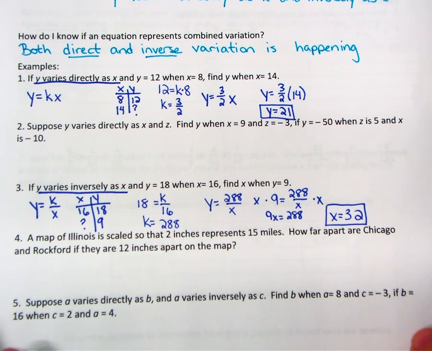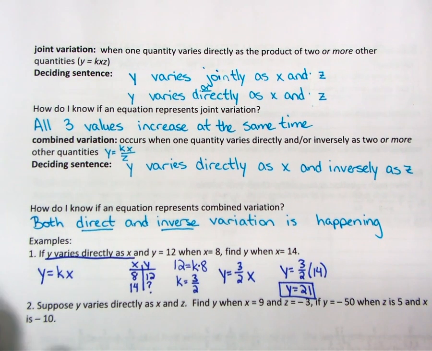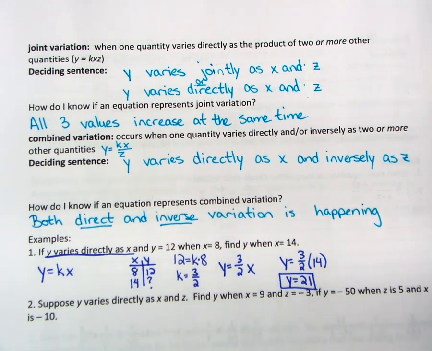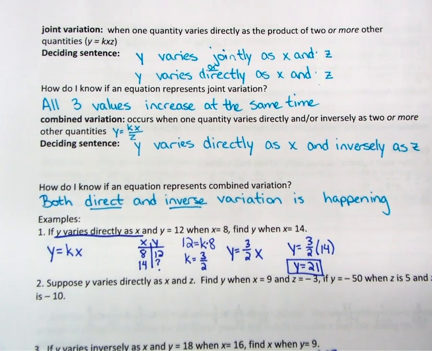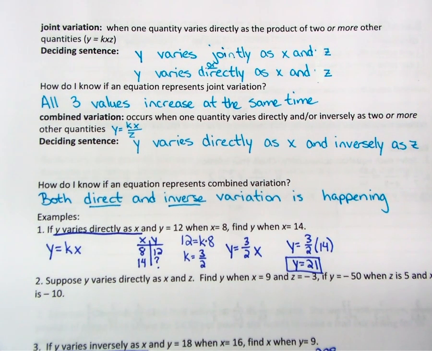Now let's talk about the other kinds of variation that we have. We have joint and we have combined variation. So pause the video, copy down what's here about them. Joint variation is what happens when I have two variables that are both varying directly as the third variable. So instead of just y varies directly as x, it's x and z. You might also see it said as y varies jointly as x and z. And how do you know if it's joint variation? All three values are going to be increasing at the same time. So if x and z are going up, y is going up.